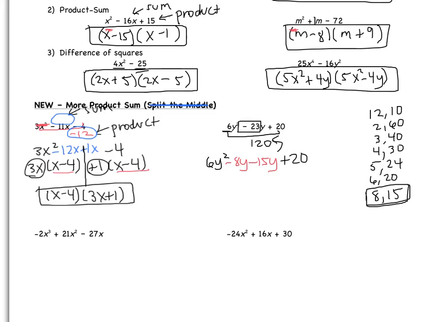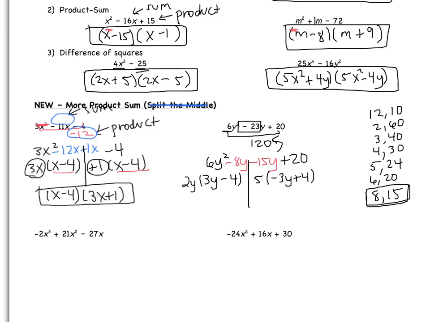So now I need to factor. My GCF on the left side, the greatest common factor of 6 and 8, is 2, and they both have a y. So I'm left with 3y subtract 4. On the right side, the GCF of negative 15 and positive 20 is going to be 5. Only one has a y, though, so I can't factor out a y. This leaves me negative 3y add 4.